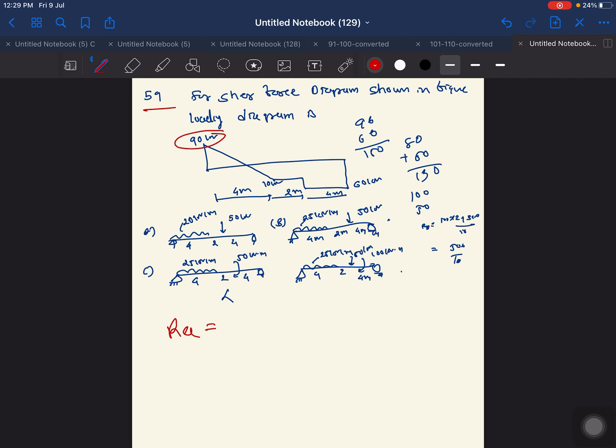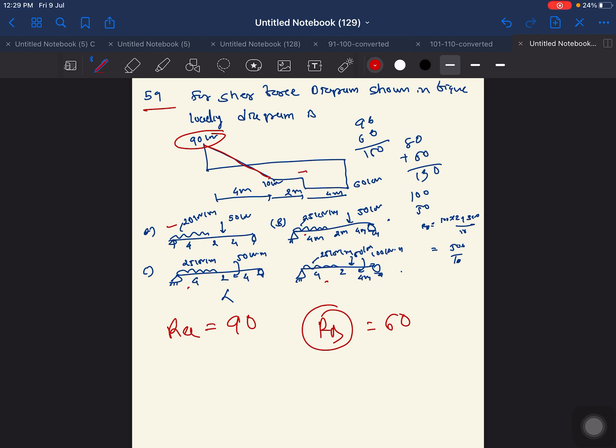So RA, you can see, is 90, and RB over here is finished, so RB is equal to 60. Then one by one you need to analyze. First of all, this is 90, and this inclined line indicates UDL. So UDL is there, UDL is also there over here, and over here is also UDL.